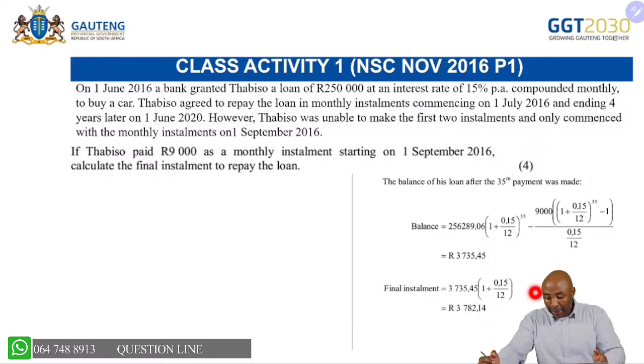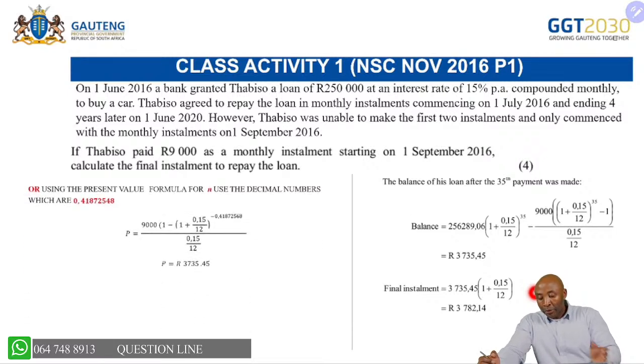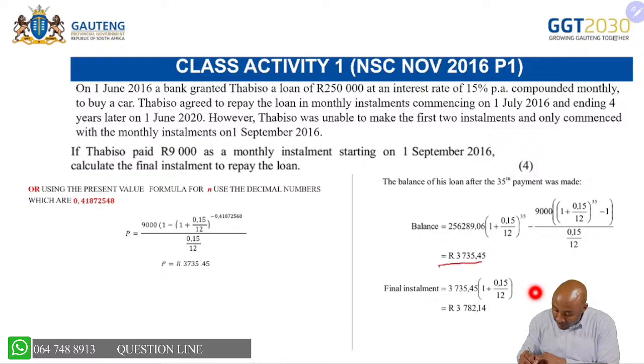So we calculate the balance using any of the given formulas. You will find out that using the formula where we compound grow the principal amount and we find the difference, and then we grow the outstanding balance after the 35th payment will give us 3,735.45. We compound grow it for 1 month, and the final payment will be 3,782.14.